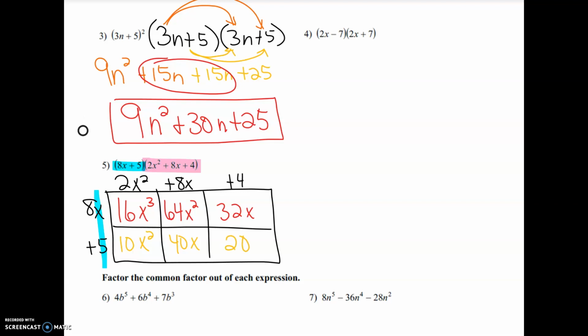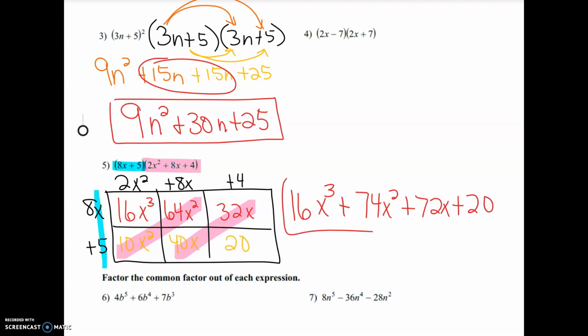All right, so I'm not finished just yet. I'm going to highlight some like terms. I have some like terms here, and I have also like terms here. So I'm going to combine my like terms to simplify my answer. So my simplified answer, I'm going to write it all out as 16x cubed plus the 10 and the 64 combined to 74x squared, and the 40 and 32 combine to 72x plus the 20. And you should have that for number 5.